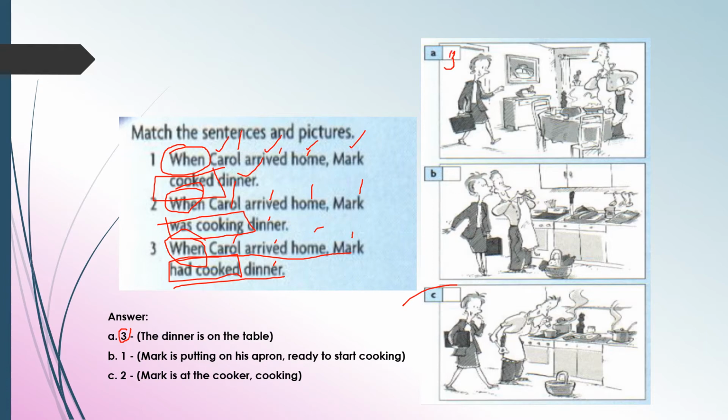Okay, and then picture B with the sentence number 1. When Carol arrived home, Mark cooked dinner. So now that might make you confused. That might confuse you, so I would like to have proper attention in there. You can say that the food is there, I mean the vegetables possibly, and maybe the meats or other things are there, and Mark is yet to start.